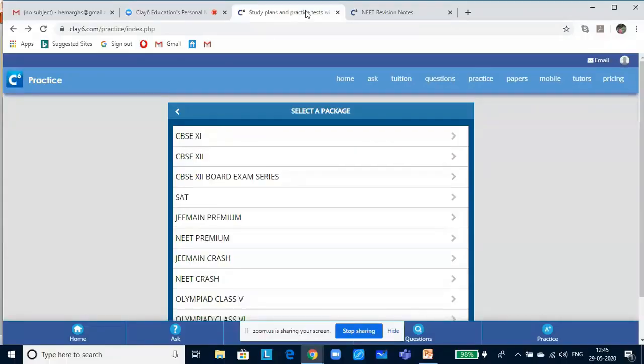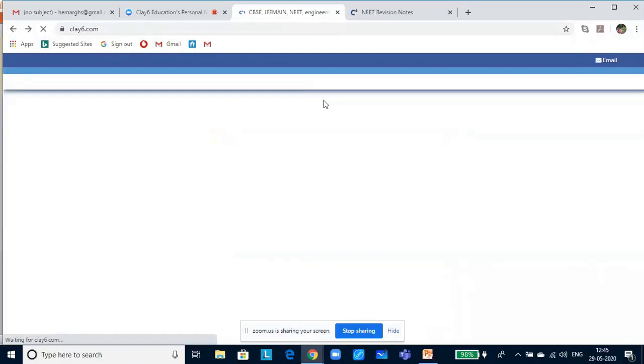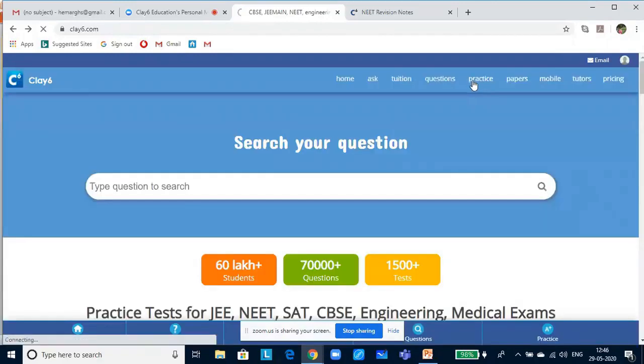Biology. Today I will be dealing with sexual reproduction in plants. Before that, I'm going to be running through how to access the revision notes and test in clay6.com. Go to clay6.com and click on practice.